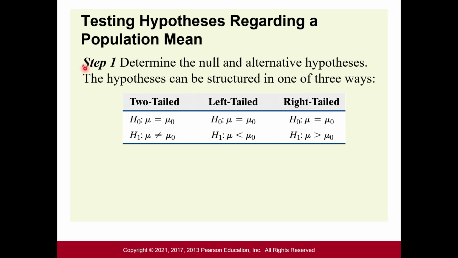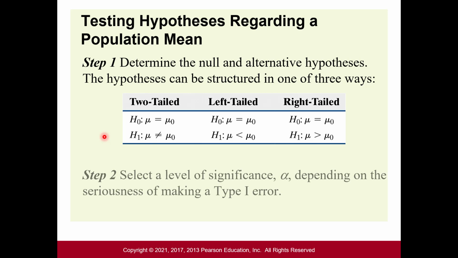Step one is to determine our null and alternative hypotheses. And remember how this works. We've talked about this a few times. We can have our test structured as two-tailed, left-tailed, and right-tailed tests. Remember, H0 is our null hypothesis and H1 is our alternative hypothesis.